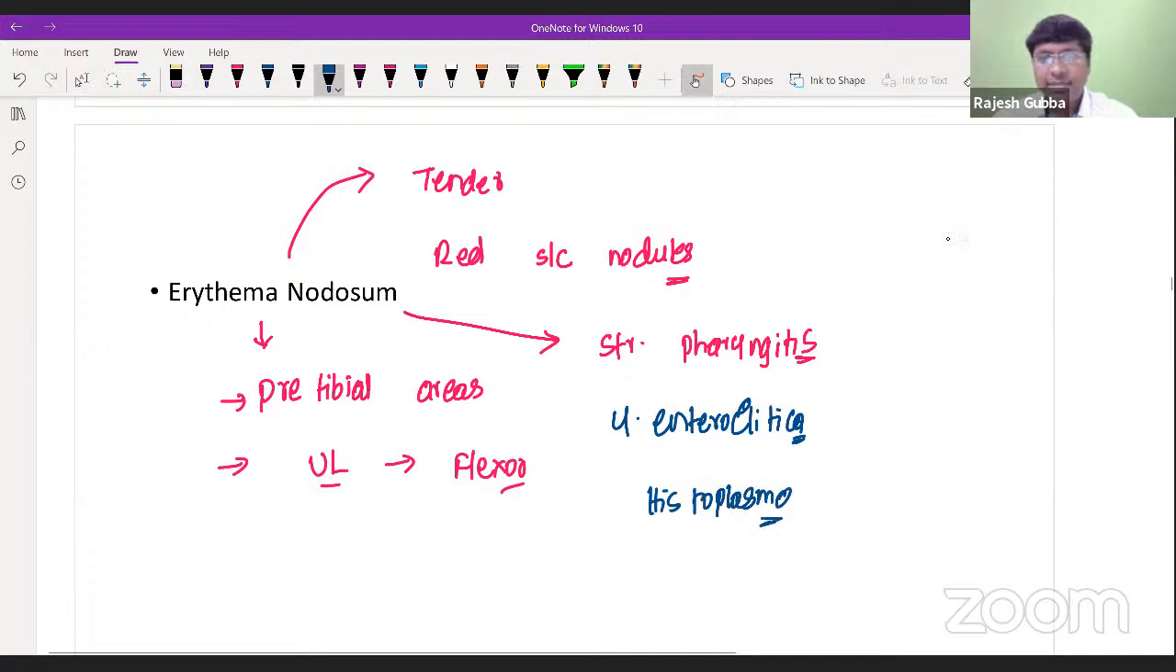Now, can anyone tell me what are the drugs which are responsible for the development of Erythema Nodosum? The drugs responsible for the development of Erythema Nodosum are the oral contraceptive pills as well as the sulfonamides.